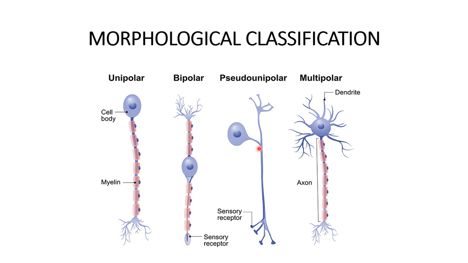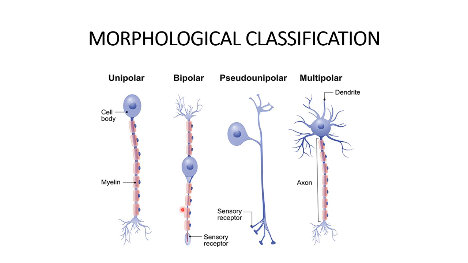It is called pseudo because it gives a single process, which then divides in a T-shaped manner. So the unipolar is also the pseudo-unipolar with one axon, and it is found in the dorsal root ganglia of spinal nerves and sensory ganglia of the cranial nerves.